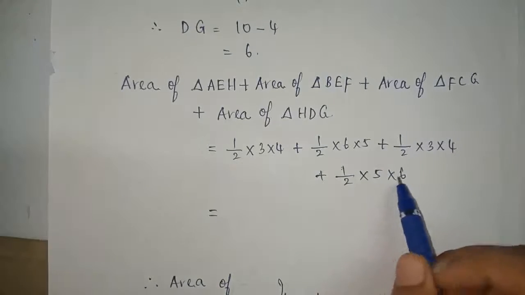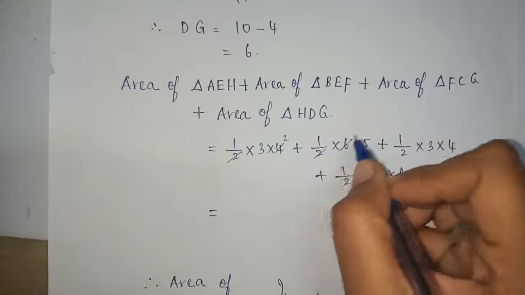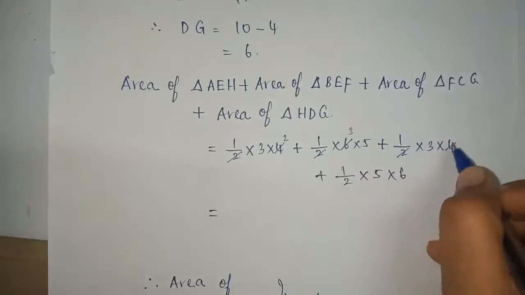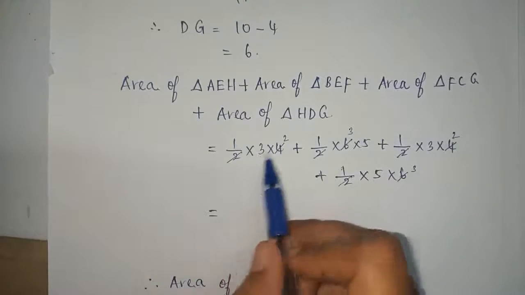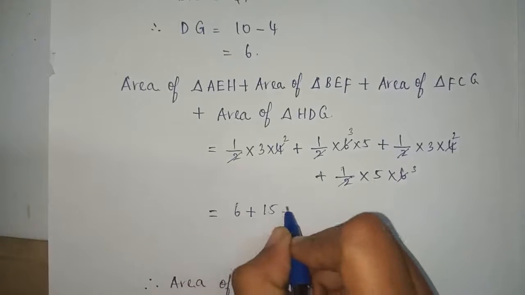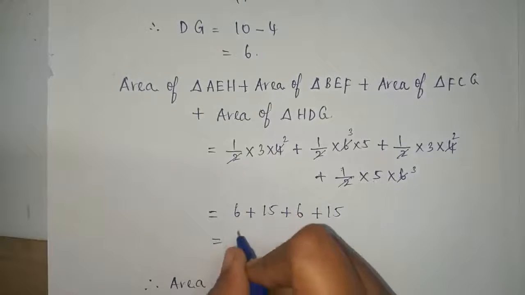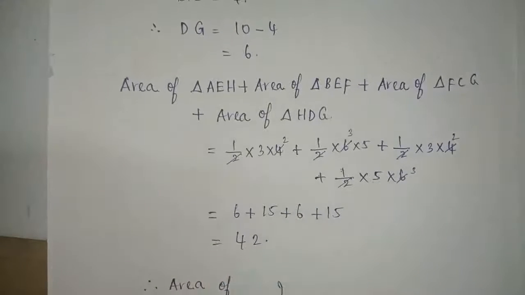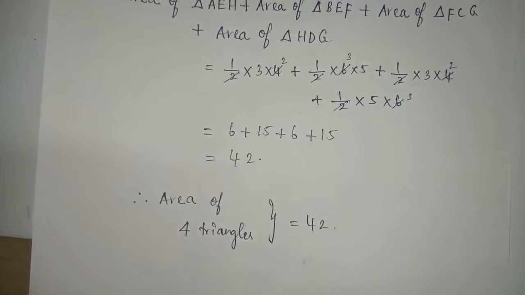into 5 into 6. Then cancelling, you get 2, 3, 2, then 3. So you get 3 2s are 6 plus 5 3s are 15. Again 3 2s are 6 plus 5 3s are 15, which is equal to 42. Therefore area of 4 triangles is equal to 42.